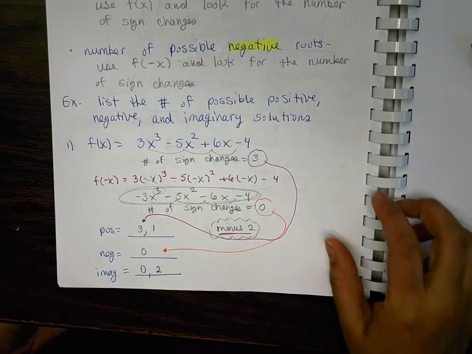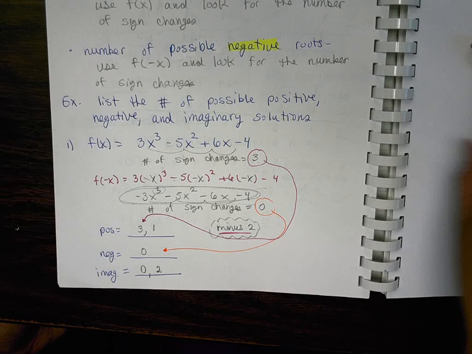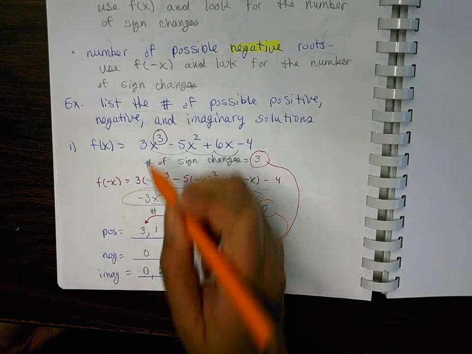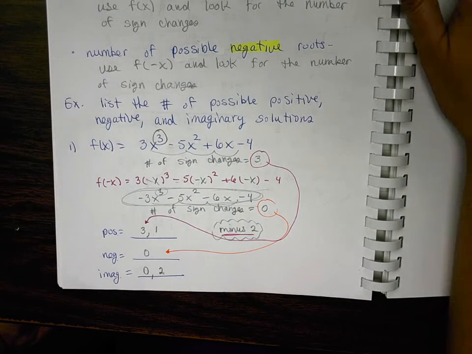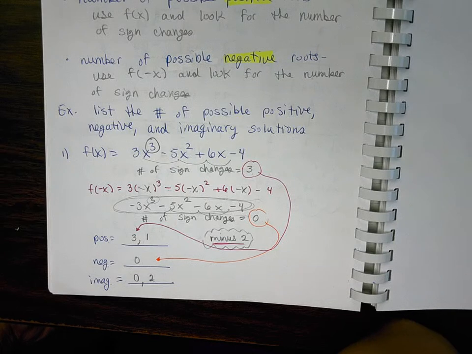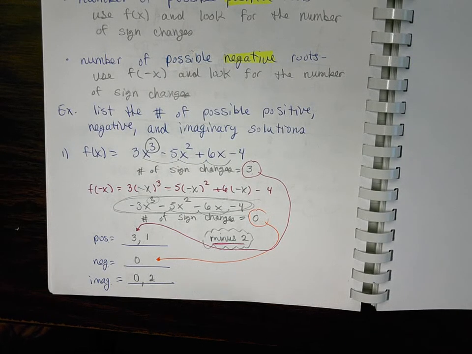Questions on that so far? Yes? So we know the maximum number is 3 because the biggest degree is this right here. The degree tells us how many possible solutions. So if you cover up the 3, you want the 1, the 0, and the 2 all to add up to what the maximum degree number is.